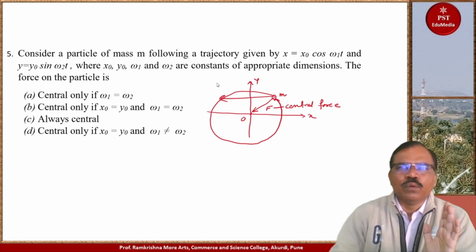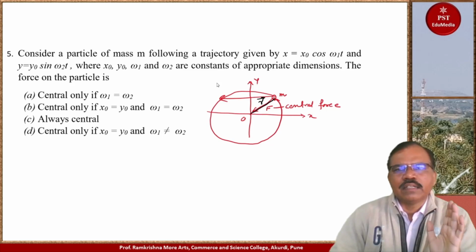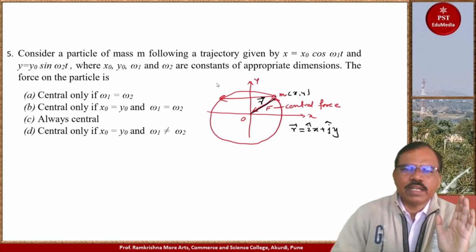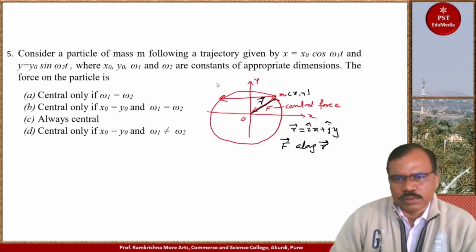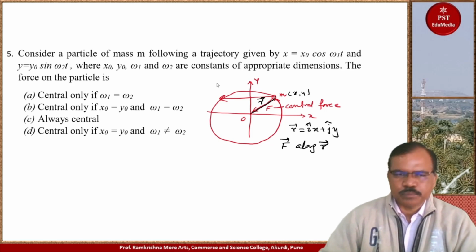So suppose we take here, this is the position vector r. This mass here will have coordinates x, y. So r we can take as xi plus yj. So whatever force it is, if it is along r, that force is called a central force.